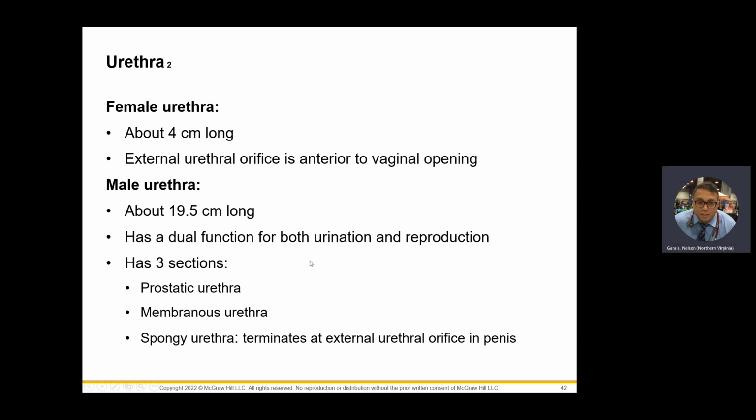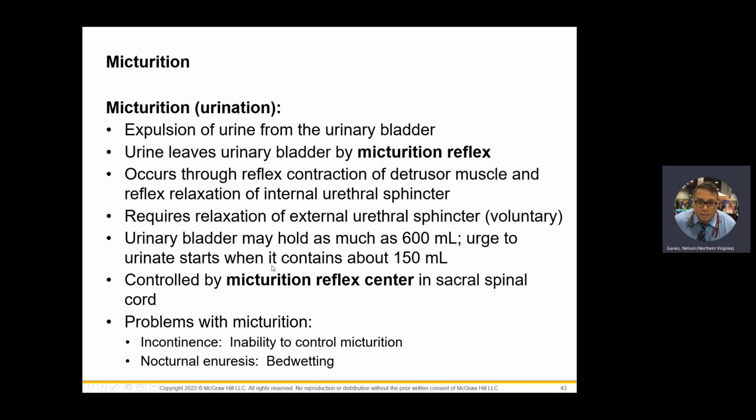We already know the differences between male and female, and of course the male has a prostate, female does not. Now, what's another word for urination? Another word for urination is voiding. Elimination? Elimination is another way. Elimination is more of a generalized term for urination and defecation. But micturition, urination, voiding, that's all the same thing.